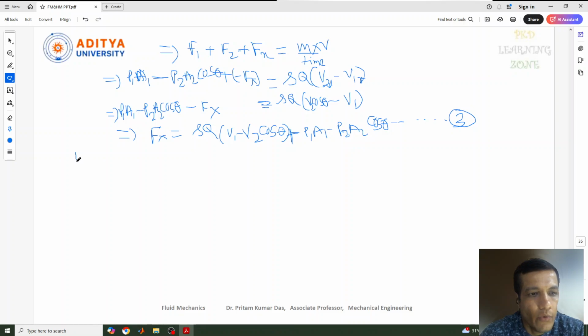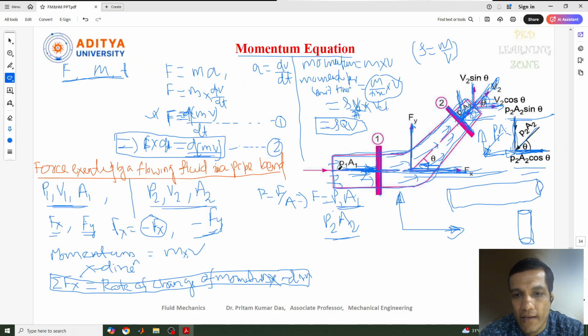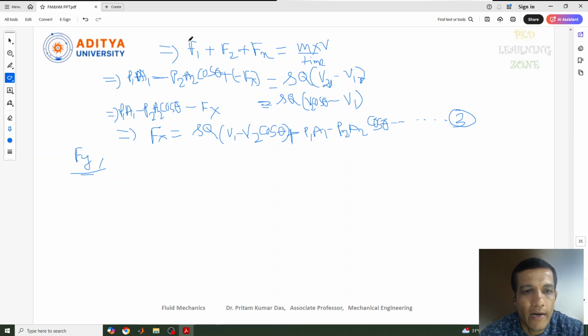Similarly, we need to find the force in the y direction. Let's go to the diagram again. Here the flow is moving in the x direction. What about the pressure force acting in the y direction? There is no pressure force acting in the y direction. So we write F1 plus F2 plus Fy, which I need to consider.